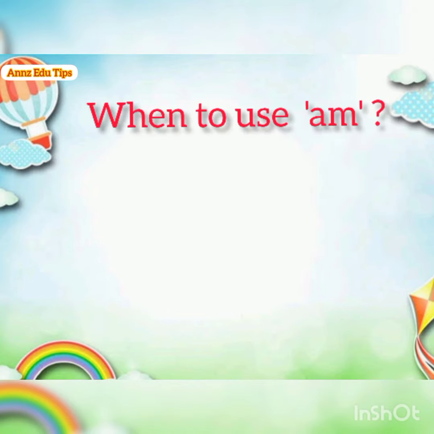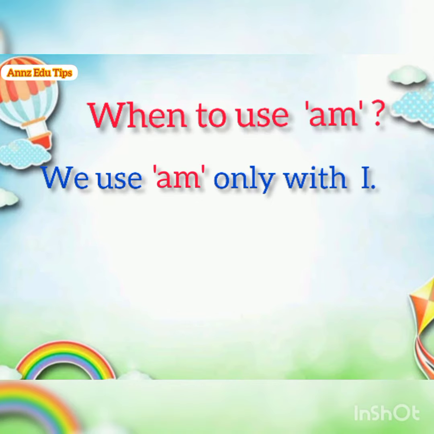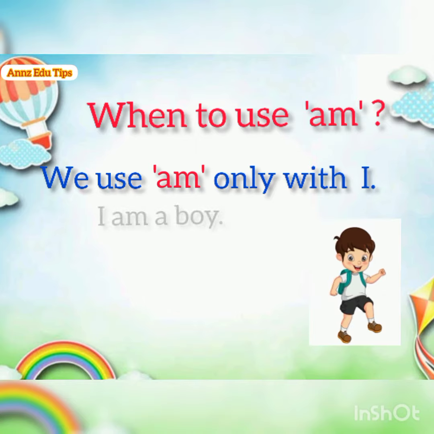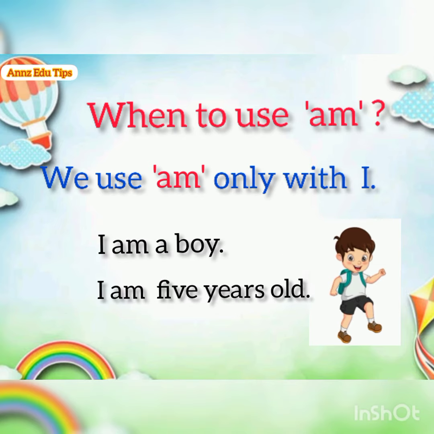When to use am? We use am only with I. For example, I am a boy. I am 5 years old. I'm going to school.